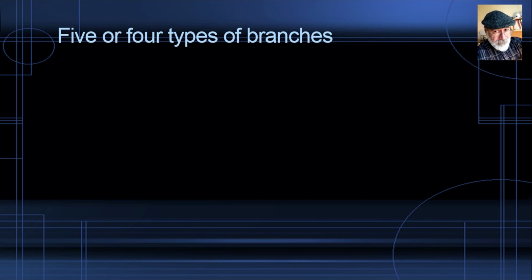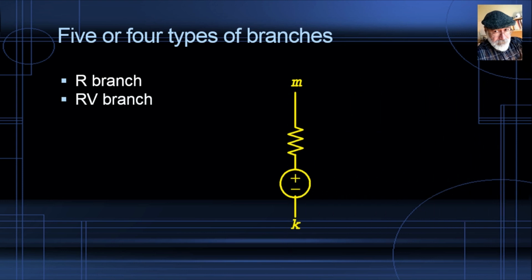There are 5 or 4 types of branches depending on how we look at it. The first one is the R branch, a branch like that one. There may be more than one resistor, but if there are more than one resistors in a branch, of course they are in series and we can simplify them and we end having a branch like this, an R branch. An RV branch: if there is more than one V source in a branch, just simplify them in series. If there is more than one resistor in the branch, they are in series, simplify them, and you end having what I have here, an RV branch.